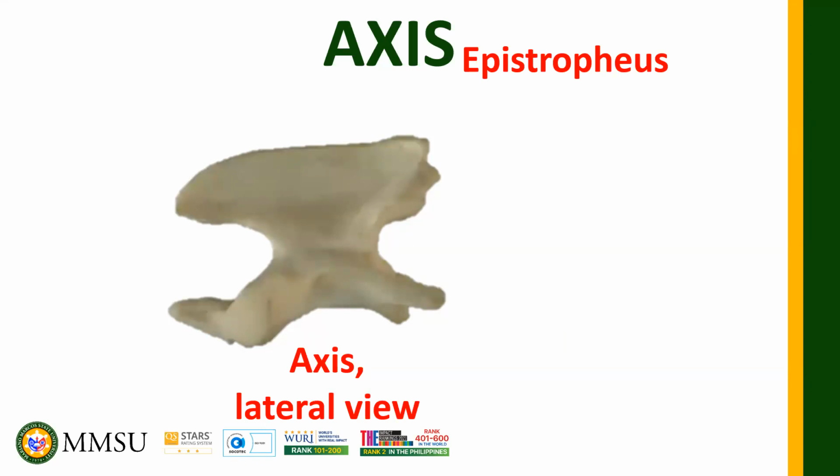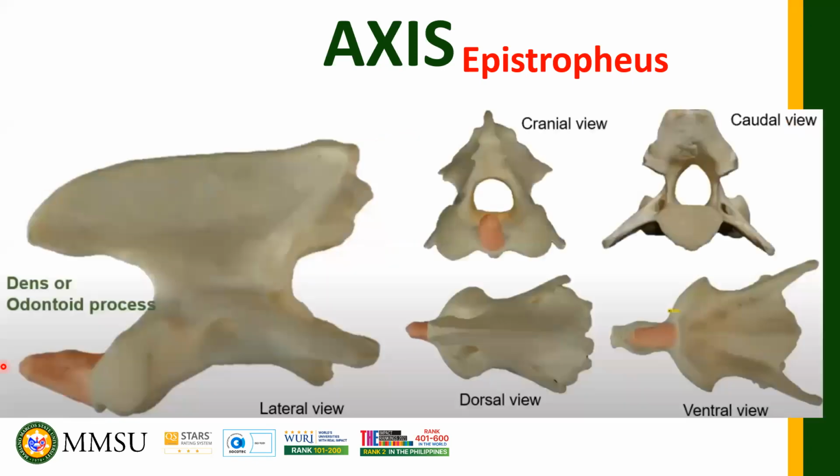So ang pinaka role naman niya dito is on the neck rotation. So it usually features a unique na cranial projection which is being called as the dens. I will show you later on kung ano yung dens. Ito, which is the dens. Ito siya. The dens or odontoid process.